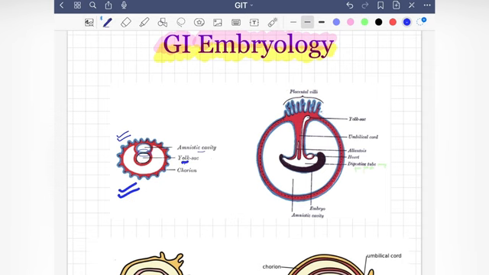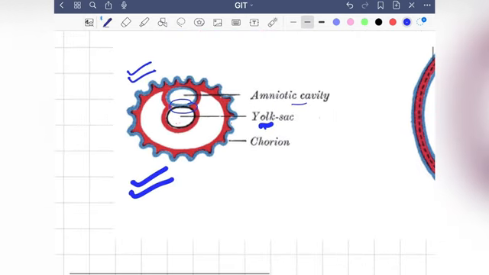And where they meet, this is called the embryonic disc, and this is where all the action in the growth of a human being takes place. This is where all the organs and structures that we know are going to come from.